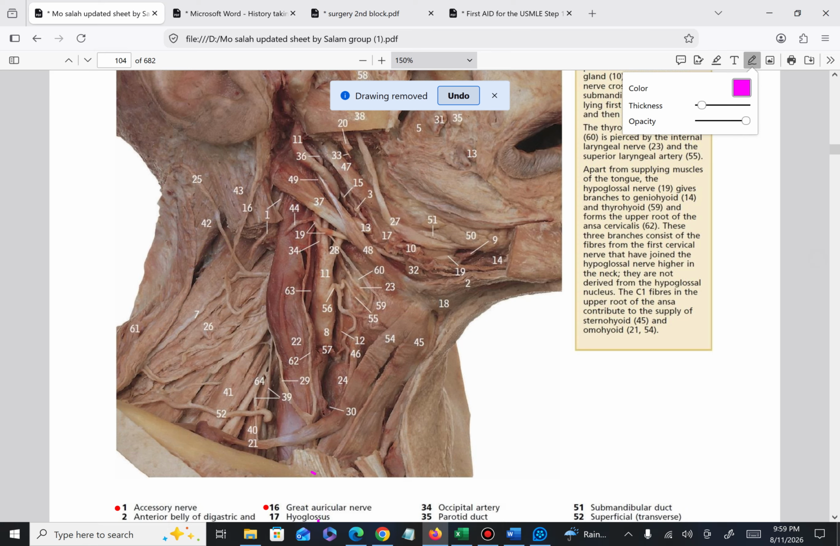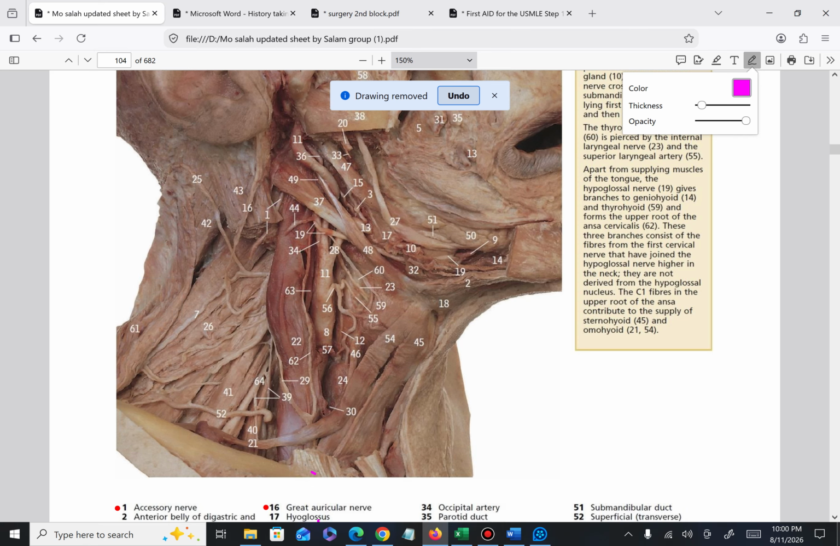This one on number 1, you can see this structure which passes behind the sternocleidomastoid to enter the posterior triangle. It is the spinal accessory nerve, which innervates the sternocleidomastoid and the trapezius muscle. This one on number 61 is the trapezius muscle. So the posterior triangle contains the spinal accessory nerve.